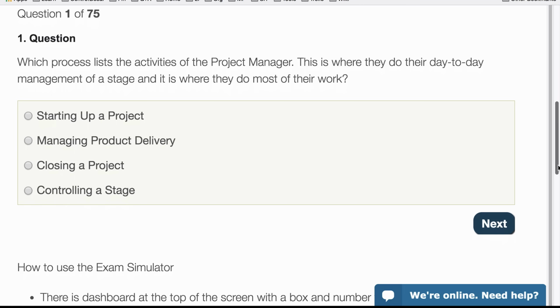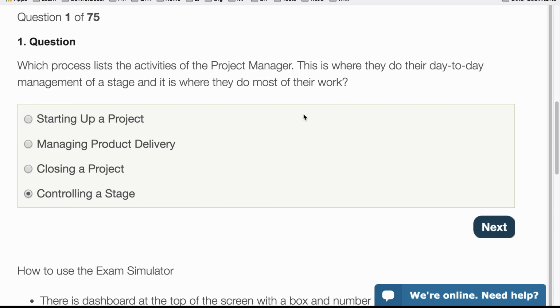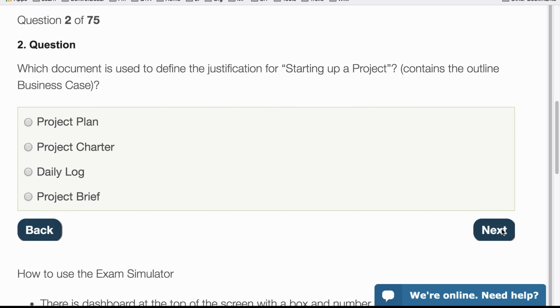Which process lists the activities of the project manager? This is where they do the day-to-day management of a stage, and it's where they do most of their work. So starting up, that's not it, because that's just at the beginning. Managing product delivery, that's for the team managers. Closing a project is just at the end. So controlling a stage is the right answer, because that's where they do the day-to-day work. Next.